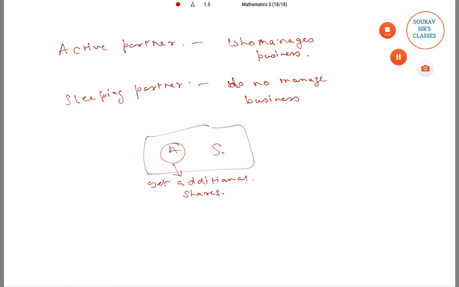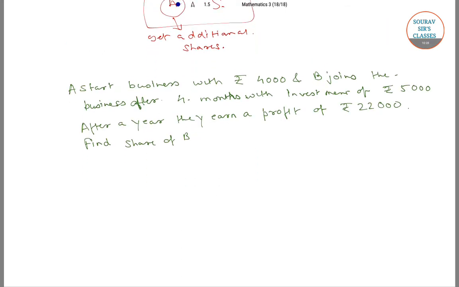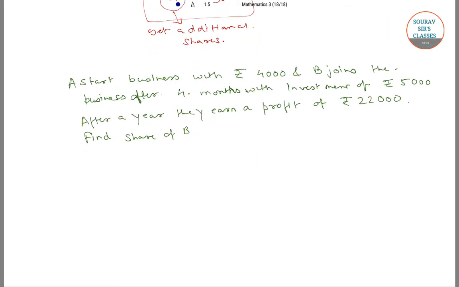Now in this following question we have a person A who starts a business with rupees 4,000, and 4 months later B joins the business with an investment of 5,000. Now if the total profit earned after a year is 22,000, then what is the share of B?